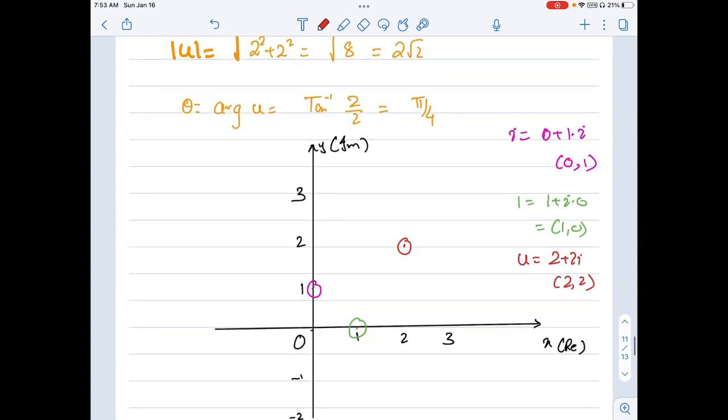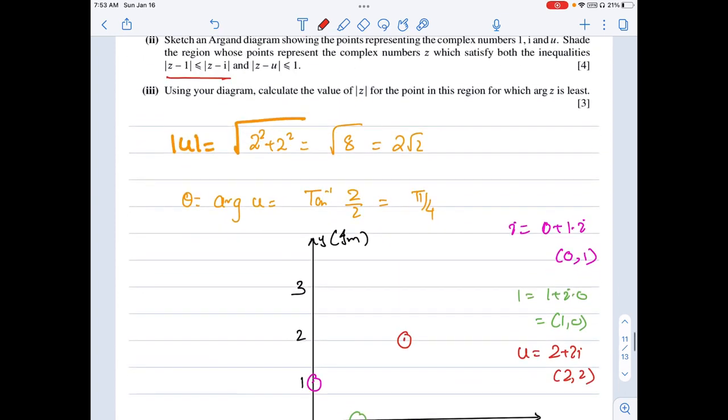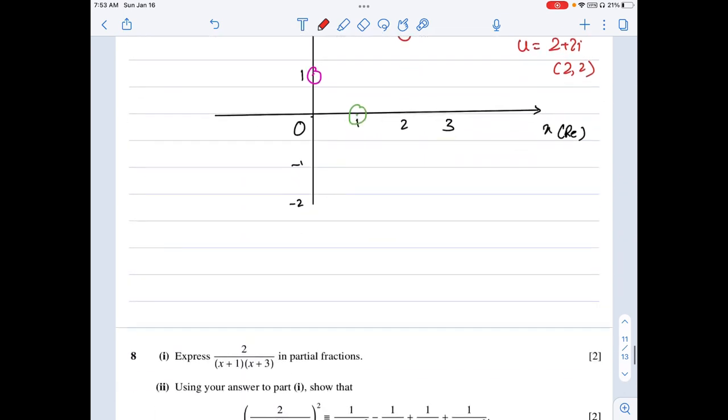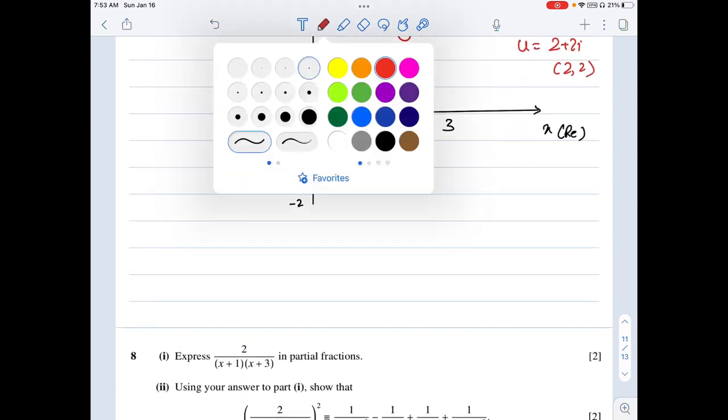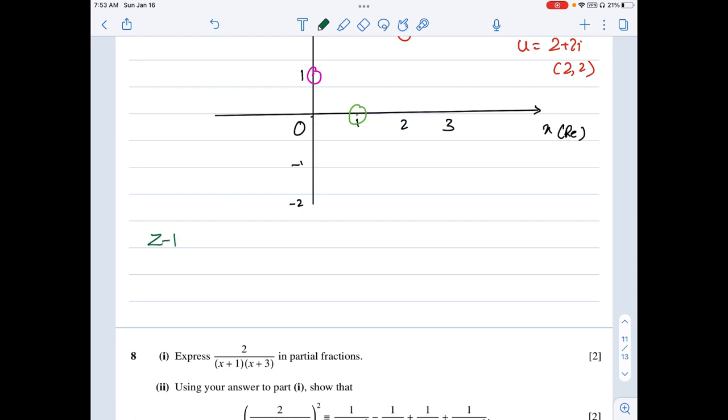So the first one is |z - i| ≤ |z - 1| ≤ |z - i|. Let me write over here |z - 1| is less than or equal to |z - i|. So it's going to be a perpendicular bisector of the line joining (1, 0) and (0, 1), shading towards this point (1, 0).